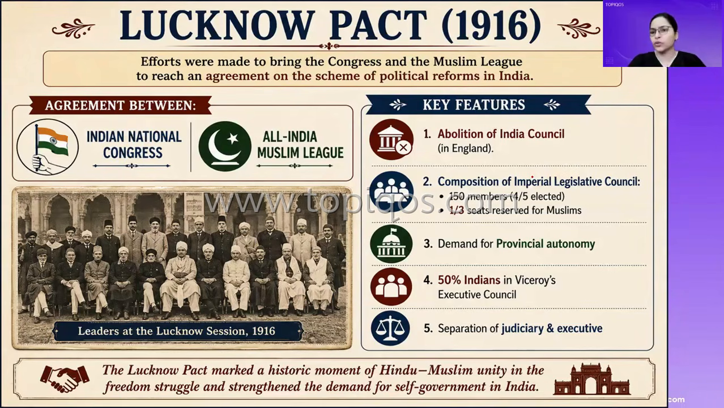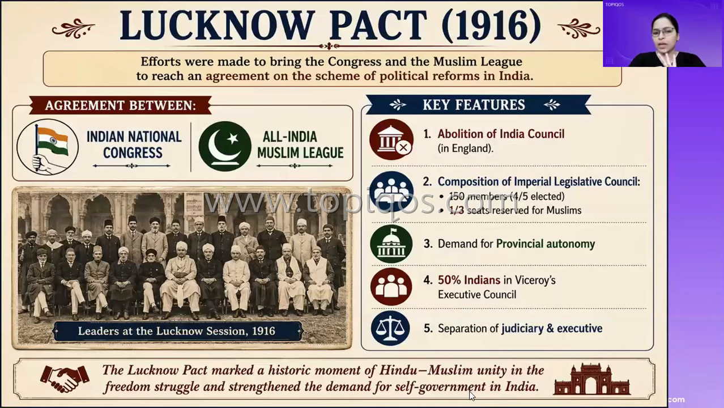Both these organizations decided that we need to demand certain political reforms in our country. Instead of Congress presenting their demands separately and the Muslim League presenting theirs separately, it would be better if both organizations came together and presented a unified document to the British government, which could also impose pressure on the British government. Hence it was decided that instead of individually demanding political reforms from the British, we should do it together.